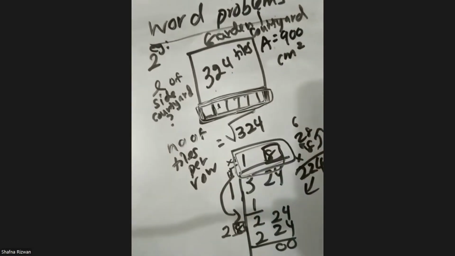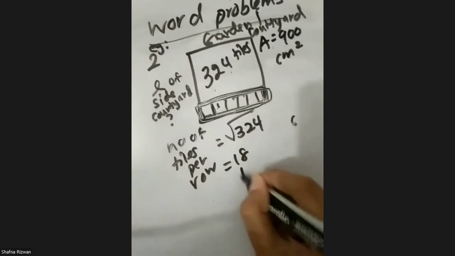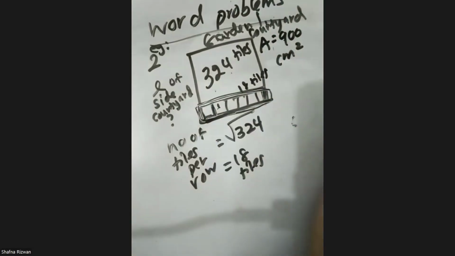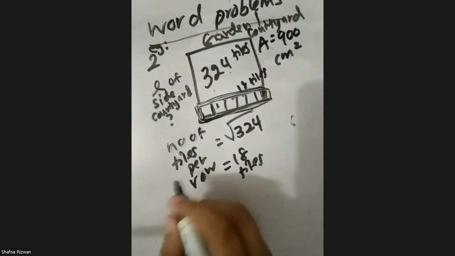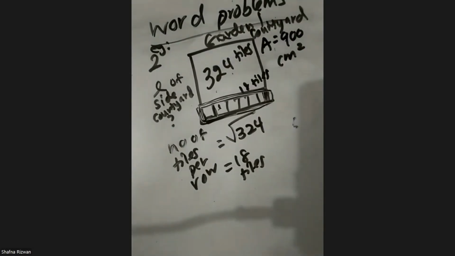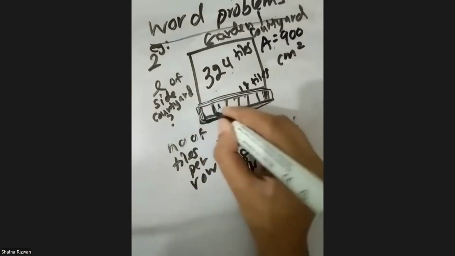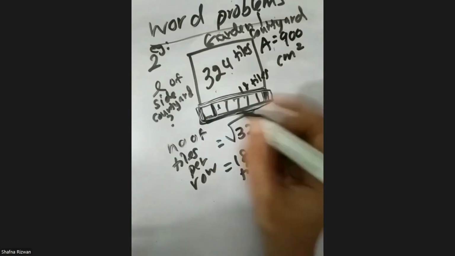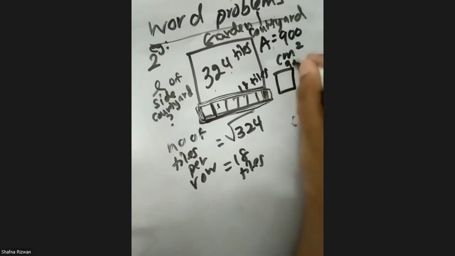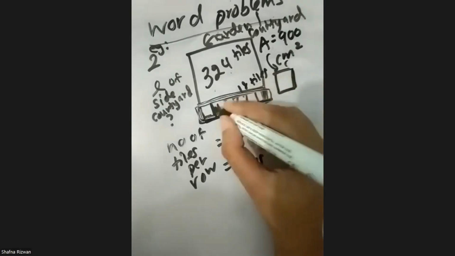18. Answer is 18. Okay, so how many tiles do you have per row? You have 18 tiles per row. We found it out by finding the square root. Now what we are going to do here is find out the length of one side. In this, what's the length of one side? Now, the courtyard, the area if you take is how much? 900. When the area is 900, you know you will have one length.